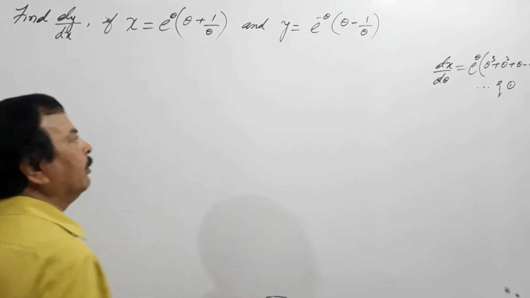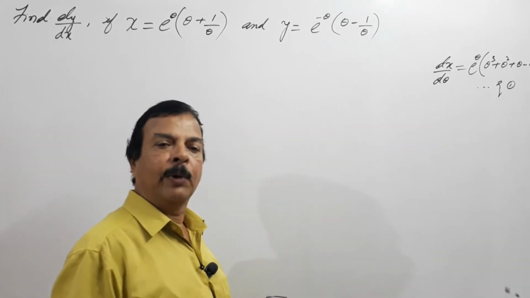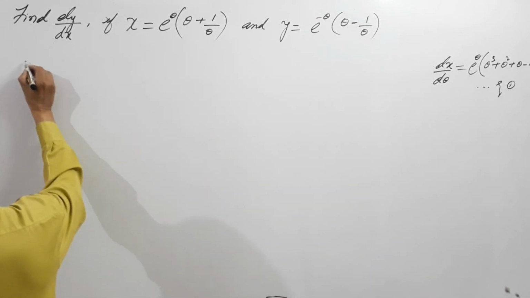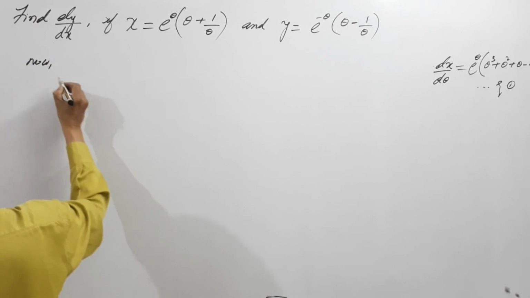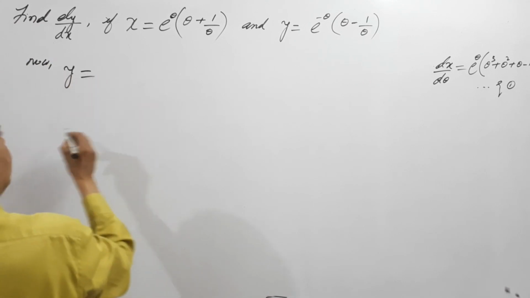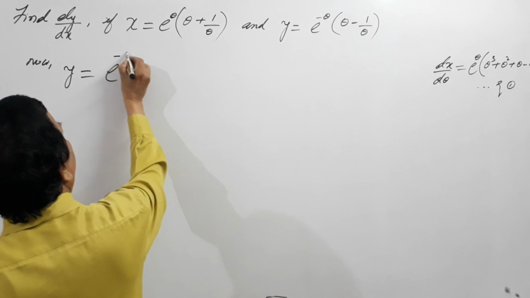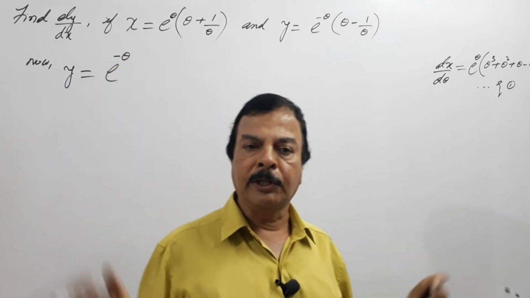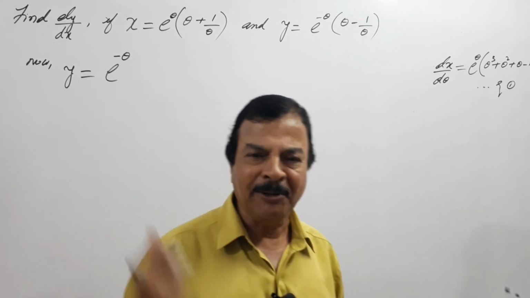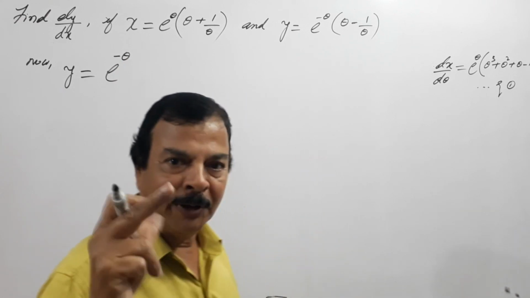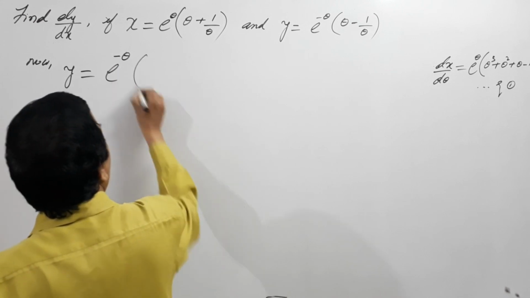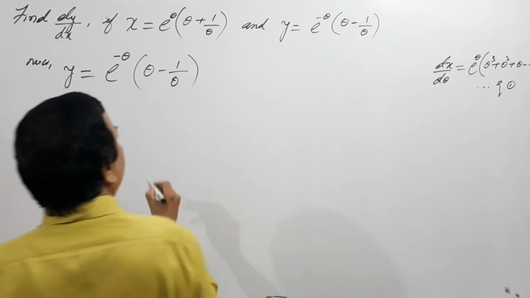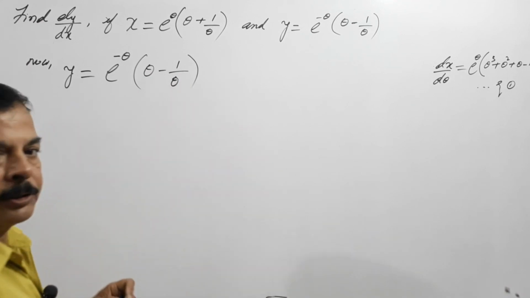So now what we'll do? Like good children, we'll differentiate this y with respect to theta. So now we'll take up y. Now y equals e to the power of minus theta into theta minus 1 by theta. Sir, the problem actually starts here, we don't know what is e to the power of minus theta. I am here, no? Okay, dear students, let's see now.